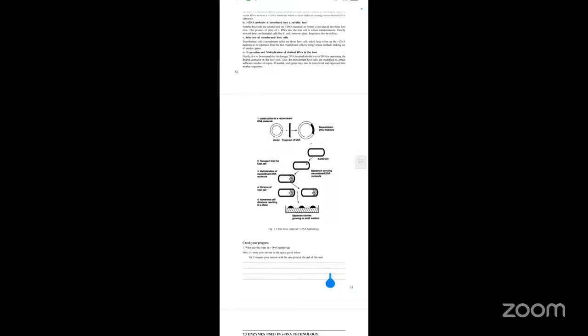Finally, it is to be ensured that the foreign DNA inserted into the vector DNA expresses the desired character in the host cells. Also, the transformed host cells are multiplied to obtain a sufficient number of copies. If needed, such genes may also be transferred and expressed in another organism. These are the techniques in isolation.